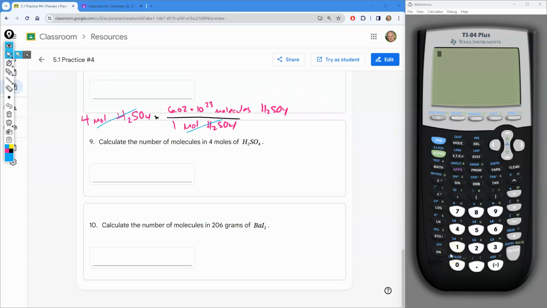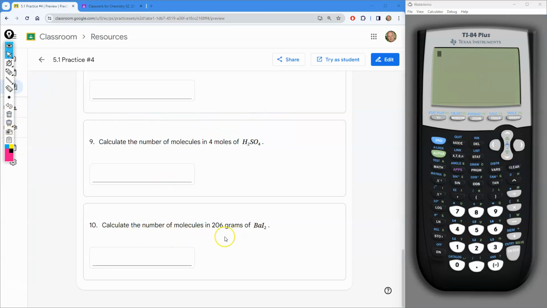So it would just be 4 times 6.02 E23. And you get 2.408. We have, this one's tricky, we only have one significant figure here. So my answer would just be 2 times 10 to the 24th. All right, last one.